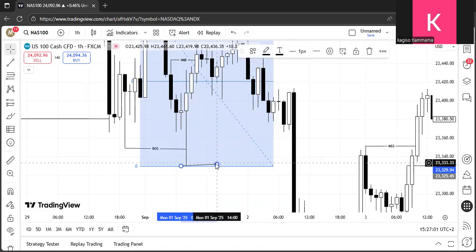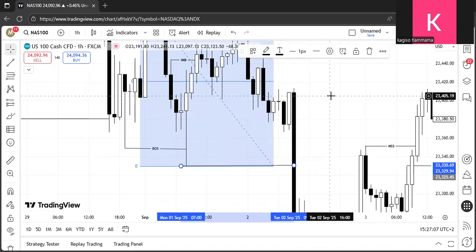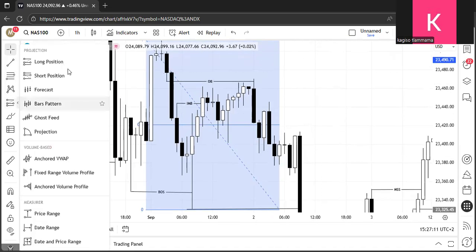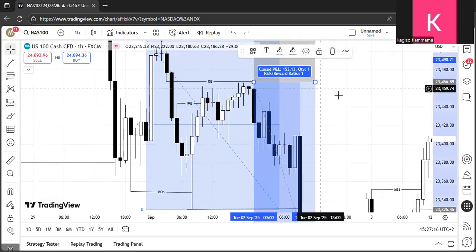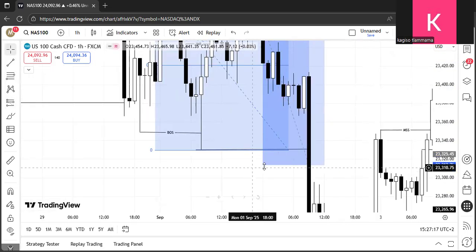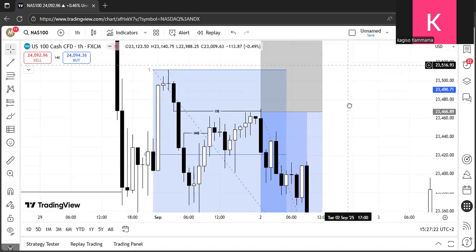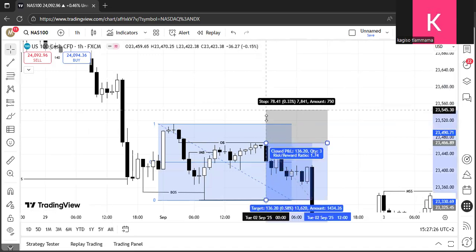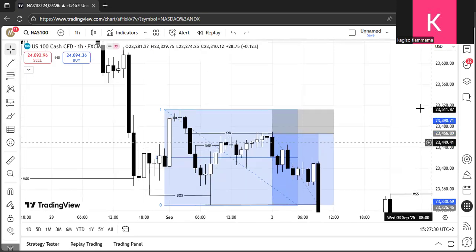Okay. This will be our TP normally. And then this is a bearish trade. We take our sell trade right here. And then this is our TP. This is our TP.